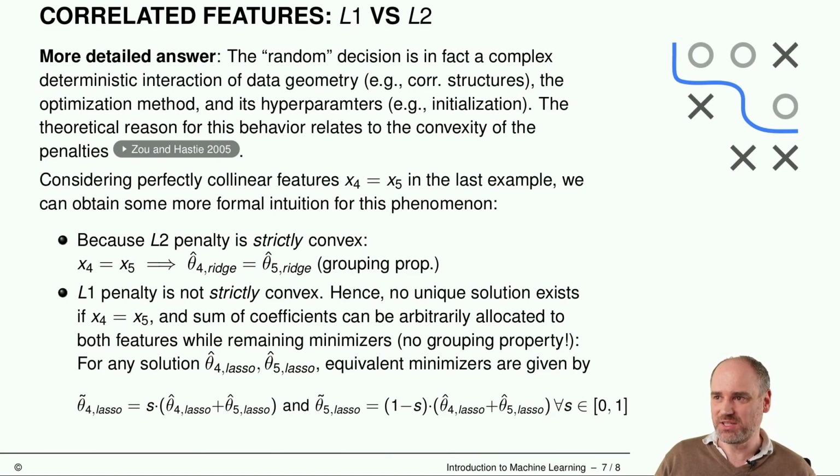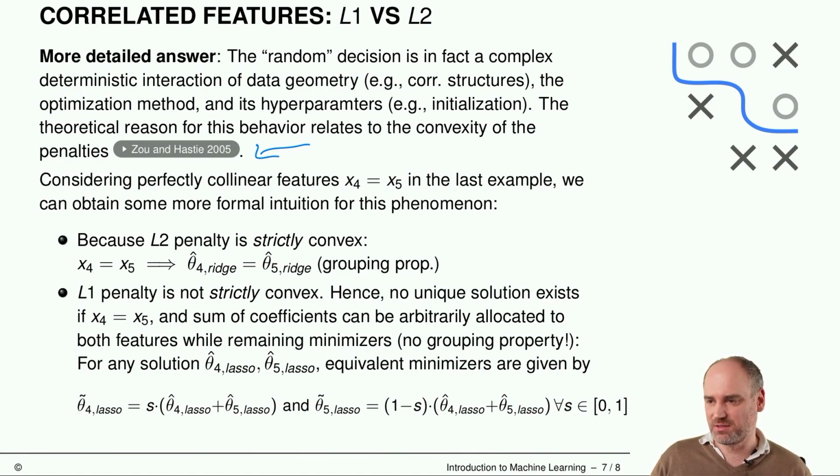This random decision that's being made by the Lasso is more or less a pretty complex interaction between the correlation structure, specifics of the optimization method we're using to optimize the Lasso, the hyperparameters, initialization, and so on. The theoretical reason for this behavior is quite strongly related to the convexity of the penalty structures we are using. If you want to look into further details, have a look at this paper here. We can at least do an intuitive explanation of this on this slide.